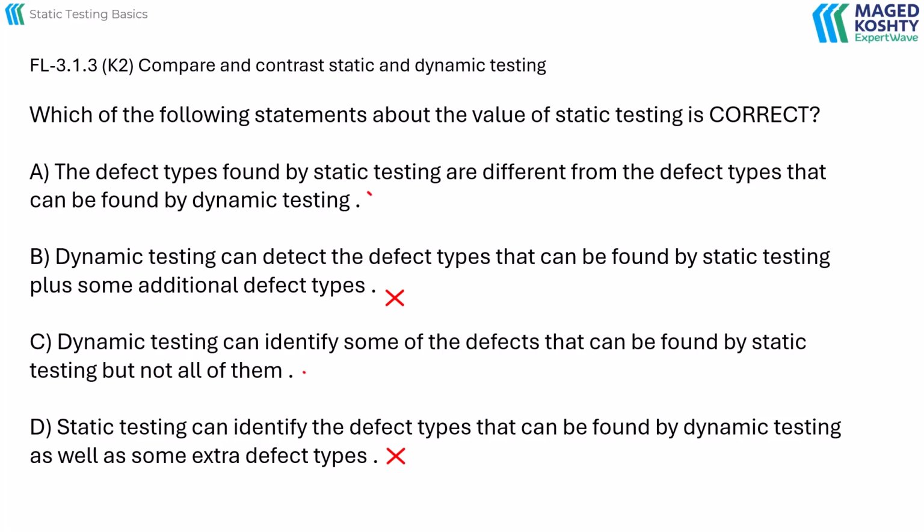So the correct answer is C. Dynamic testing can identify some of the defects that can be found by static testing, but not all of them.